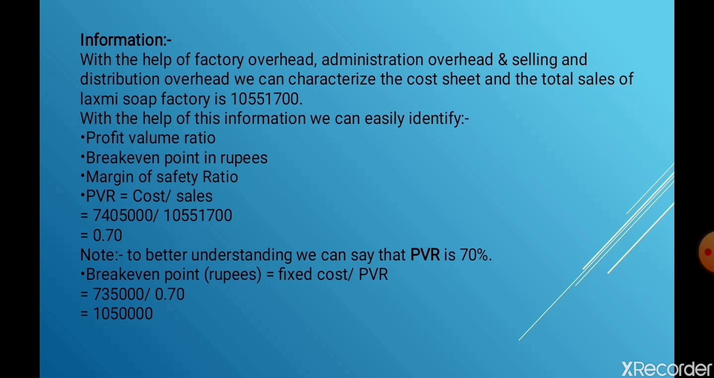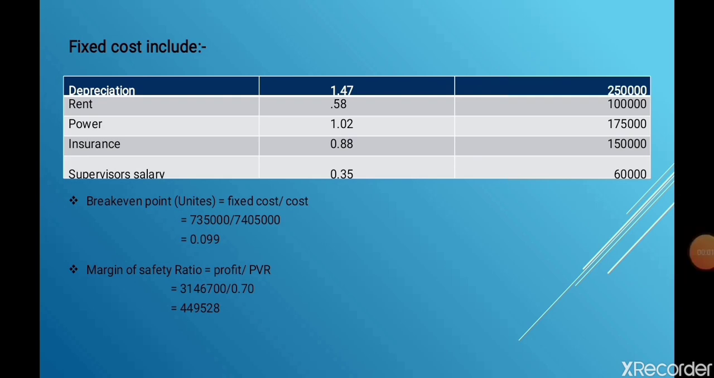So PVR is equal to contribution divided by sales. Then we got 70% PVR, and break even point is equal to fixed cost divided by PVR. So we have PVR and fixed cost in our cost sheet, and we calculate the break even point in rupees. Here the fixed cost includes depreciation, rent, power, insurance, supervisory salary. Okay, so now we calculate the break even point as fixed cost divided by PVR. From that we got the break even point.